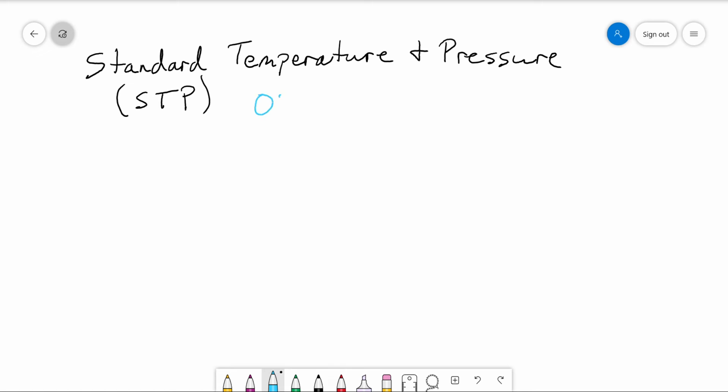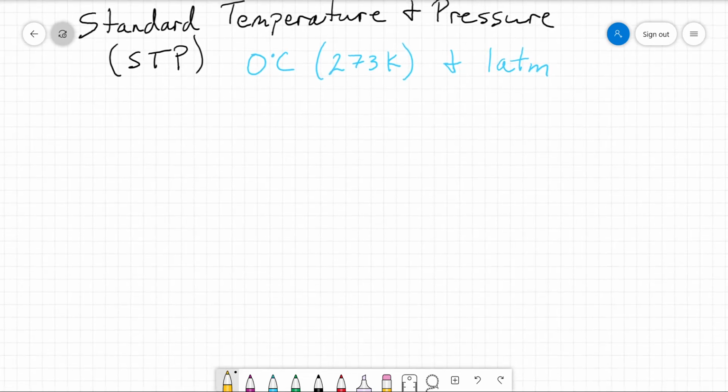And it is 0 degrees Celsius, of course, that's 273 Kelvin, and 1 atmosphere. That's what standard temperature and pressure means. So anytime you see a problem that says the gas is at STP, that is exactly what they were referring to. So now, let's move on and let's talk about molar volume.